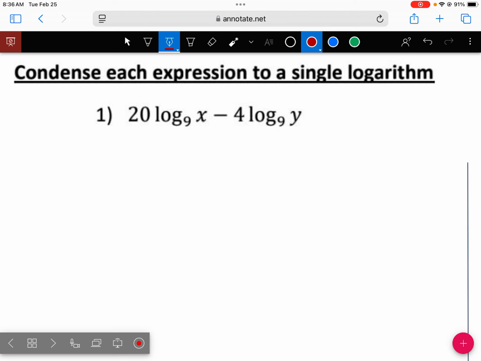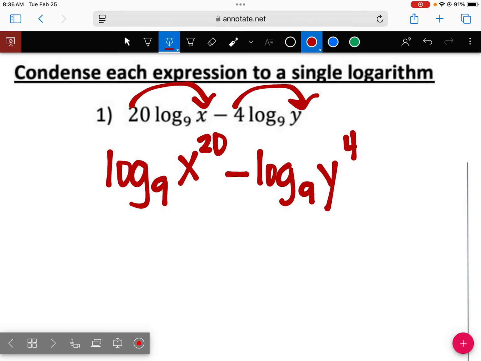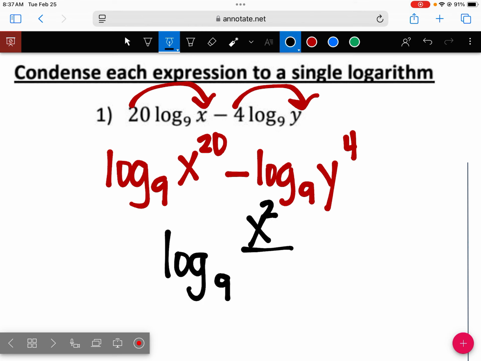So for this one, when we move our exponent, we have 20. The 20 is an exponent, and the 4 is an exponent. So that'll give us log base 9 of x to the power of 20 minus log base 9 of y to the 4th. Because this is subtraction, it's going to become a fraction. So this would be your final answer.